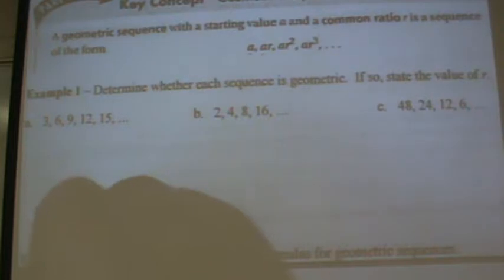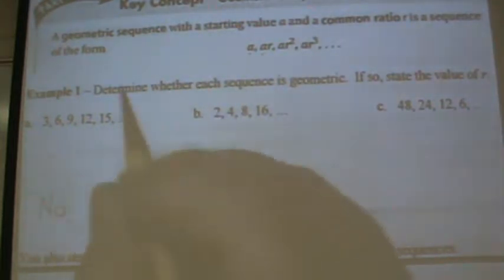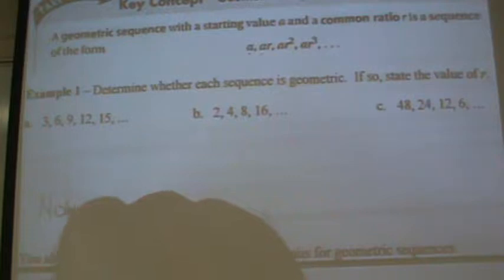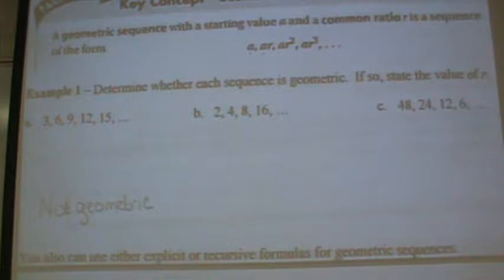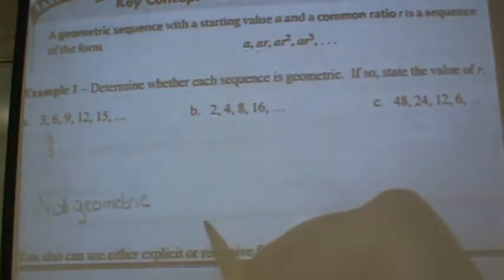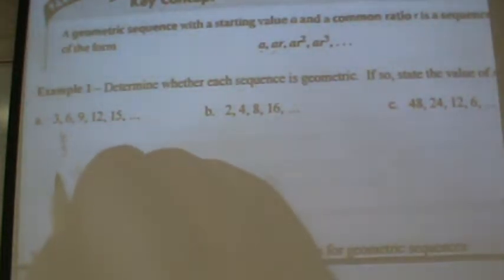Alright, so first thing. A, is it geometric? No. Why not? Because it doesn't multiply or divide. 3 times 3 is not 6. So what did we say we needed to tell if it was geometric or not? Common ratio. So how do we find our common ratio? 6 divided by 3. So we do 6 divided by 3. What do we get?